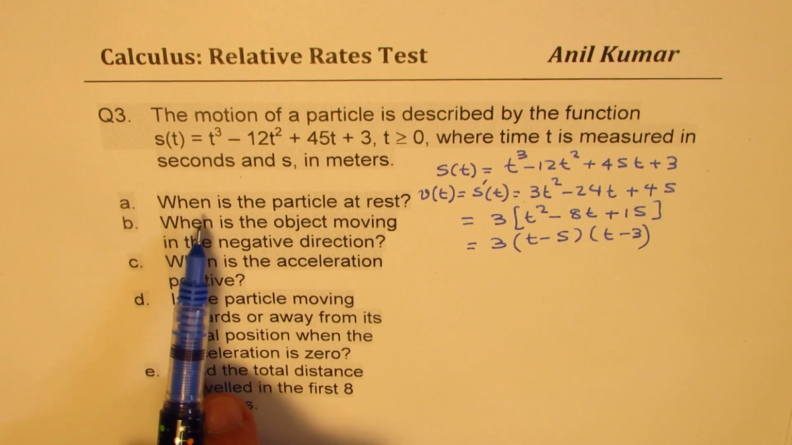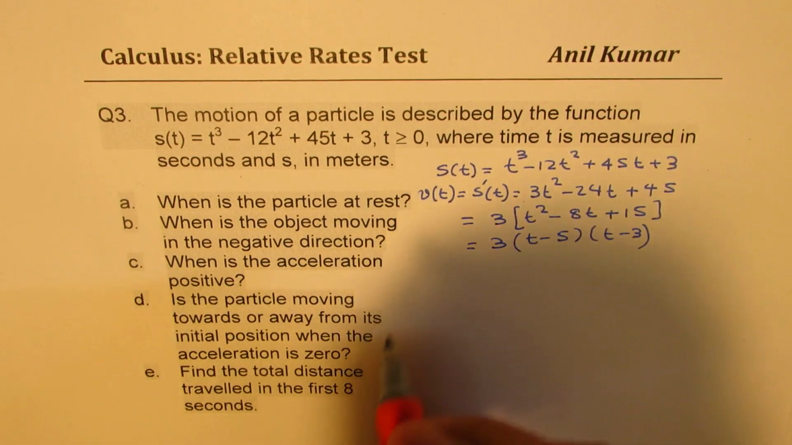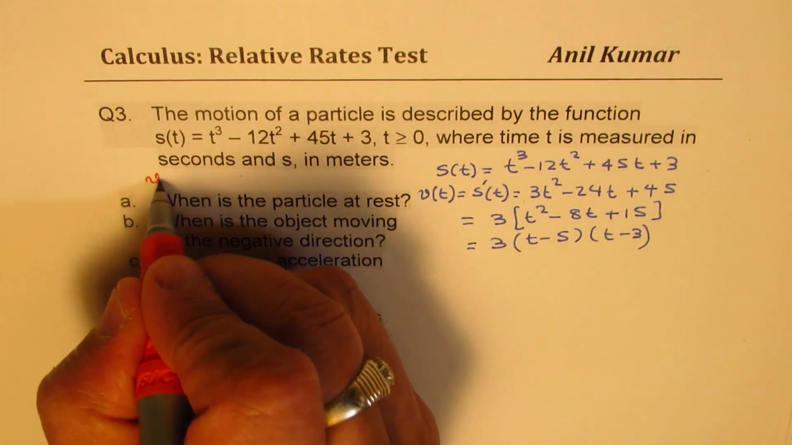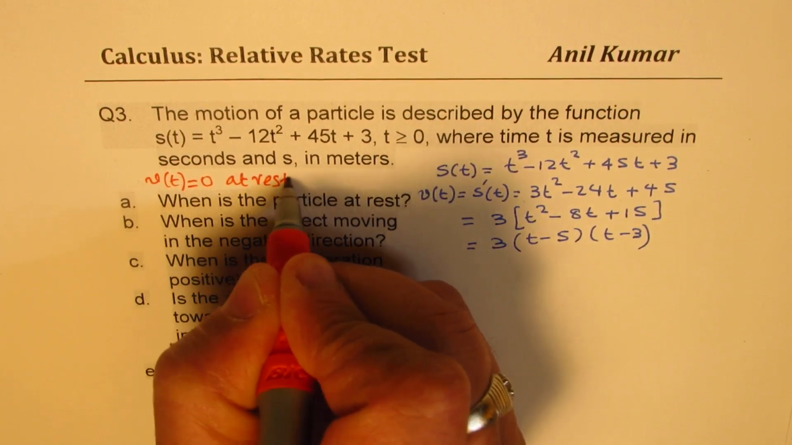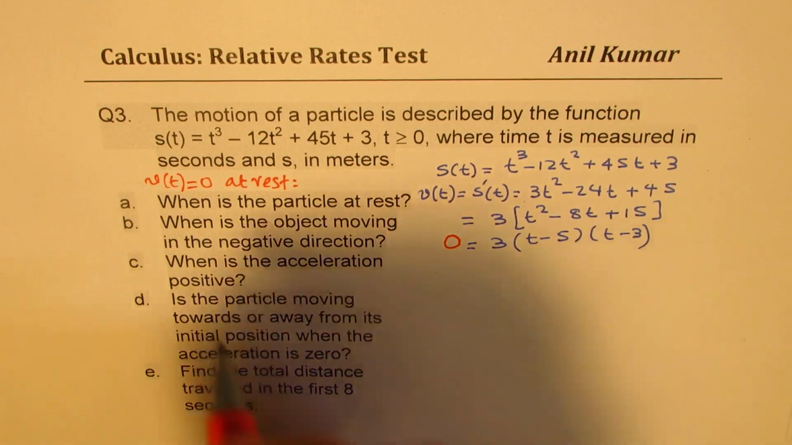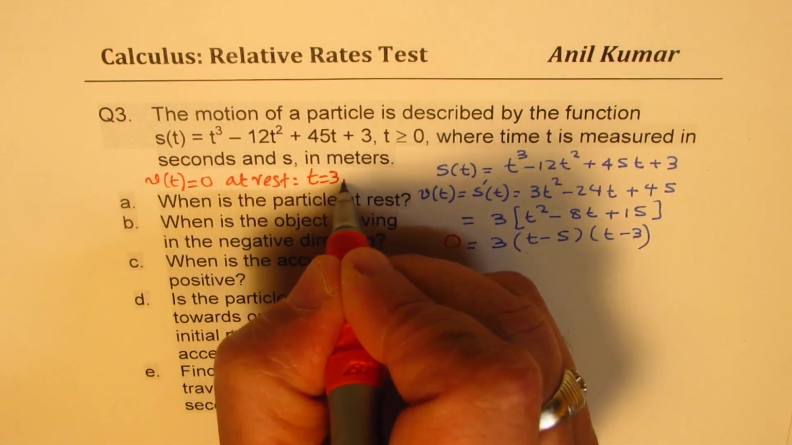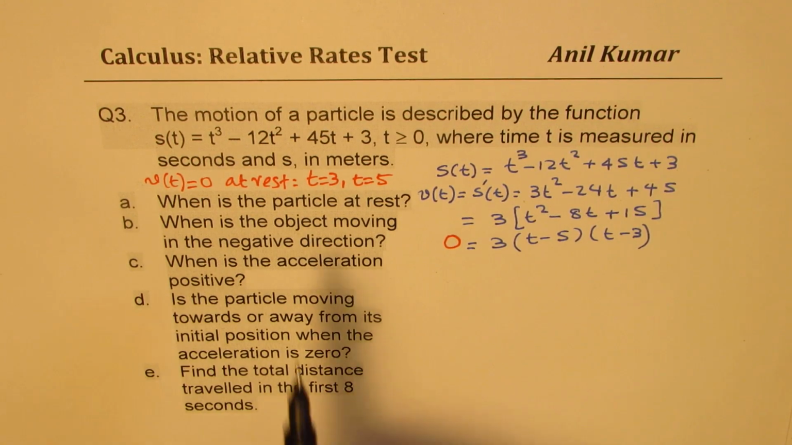Now part A, when is the particle at rest? At rest, we know velocity is 0, right? So part A, v of t should be equal to 0 at rest. And that gives you 2 positions. If I equate this to 0, t equals 3 and 5, right? t equals 3 and t equals 5. These are the 2 solutions. Perfect.